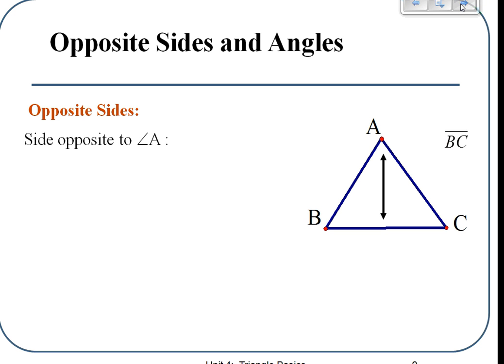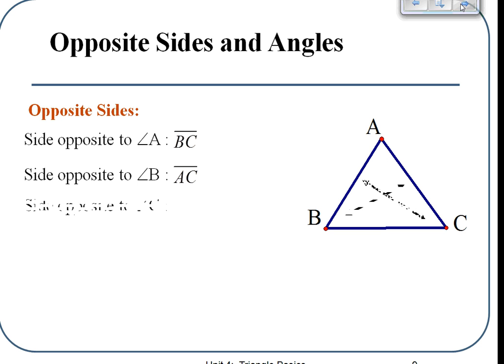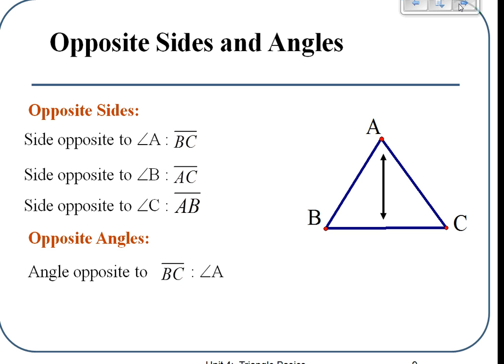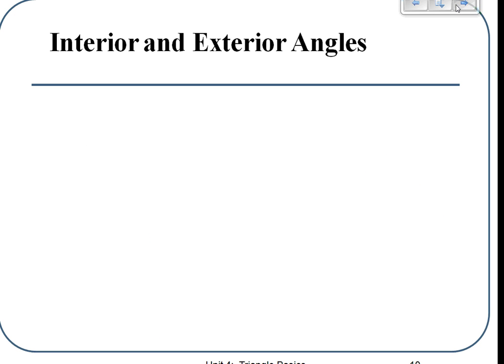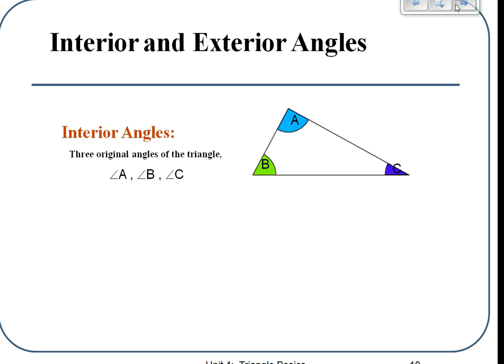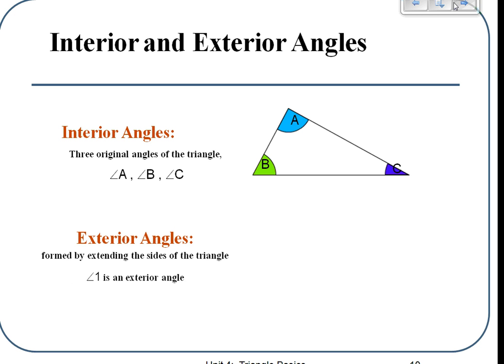Opposite sides and angles, we've done this in the past when we did trig. So that's just being able to identify angles that are opposite sides and sides that are opposite given angles. And I think that's pretty second nature. Interior and exterior angles. Interior angles are the original angles that were shown inside your triangle. Exterior angles are angles formed by extending a side of the triangle. So for instance, if I extend this side here out, I get another angle 1 that is an exterior angle to that triangle.